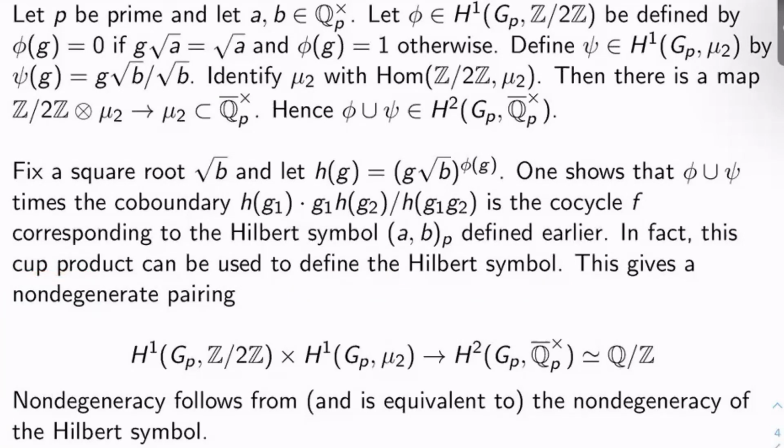Okay, so the upshot of all this is we have a non-degenerate pairing from H^1(G_p, Z/2Z) cross H^1(G_p, mu_2) to H^2(G_p, Q_p bar cross), which we know already, again by a previous video, is isomorphic to Q/Z. And the non-degeneracy, by the way, follows from the fact, and is in fact equivalent to the fact, that the Hilbert symbol itself is a non-degenerate pairing.